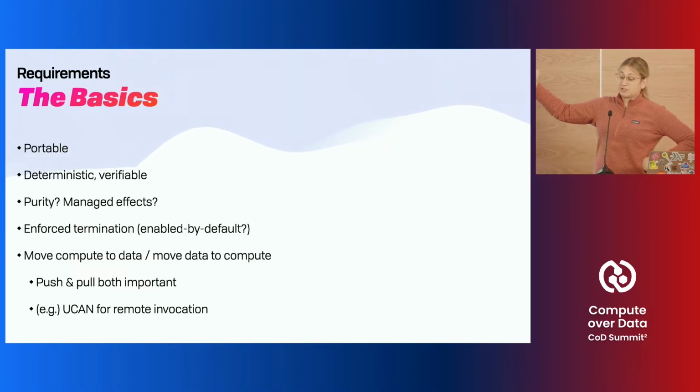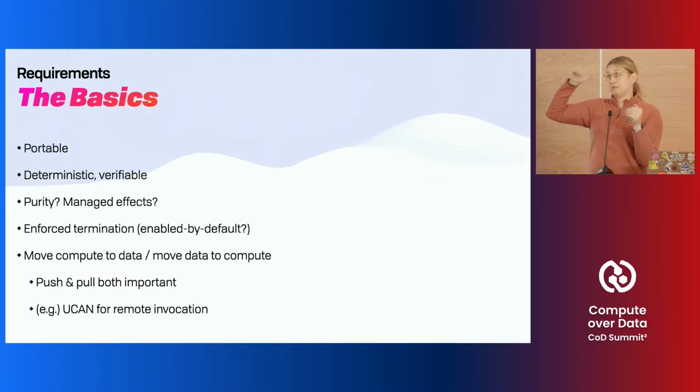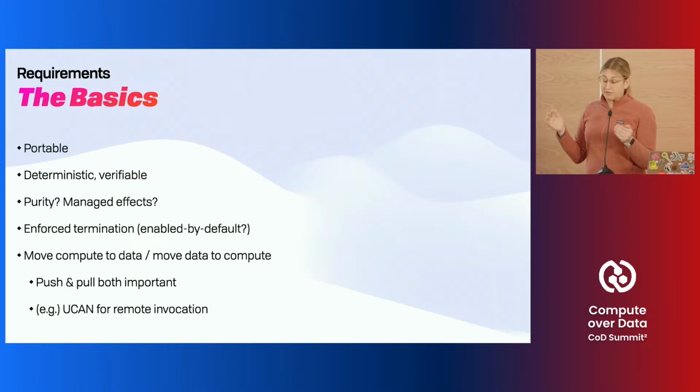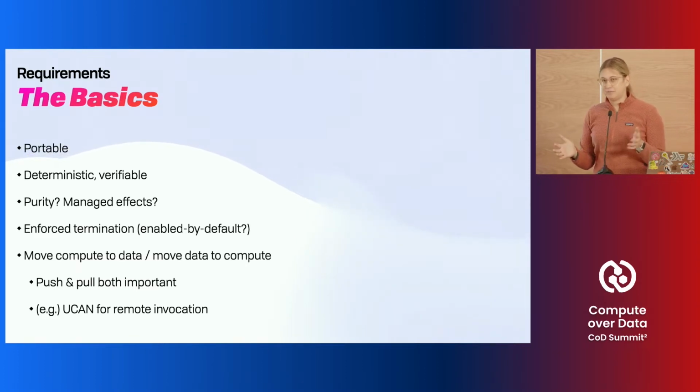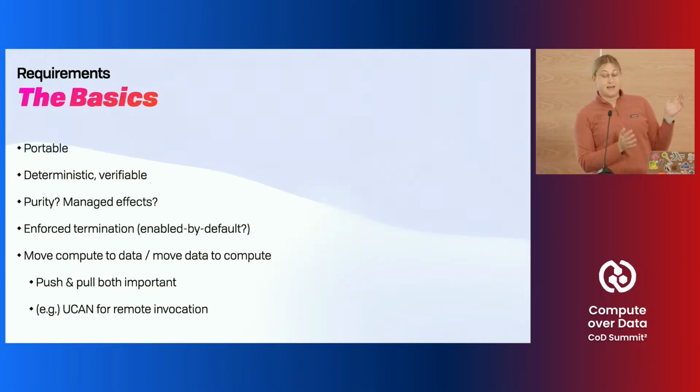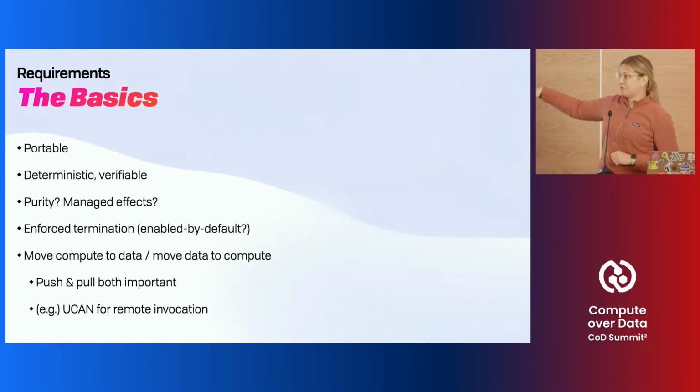It needs to have enforced determination. So even if you have, obviously, general compute, because of the halting problem it could run forever. People like to say, well, we'll just narrow it down to the total subset of things that terminate. But if it terminates after the heat death of the universe, it doesn't matter, right? So we need to have some other mechanism.